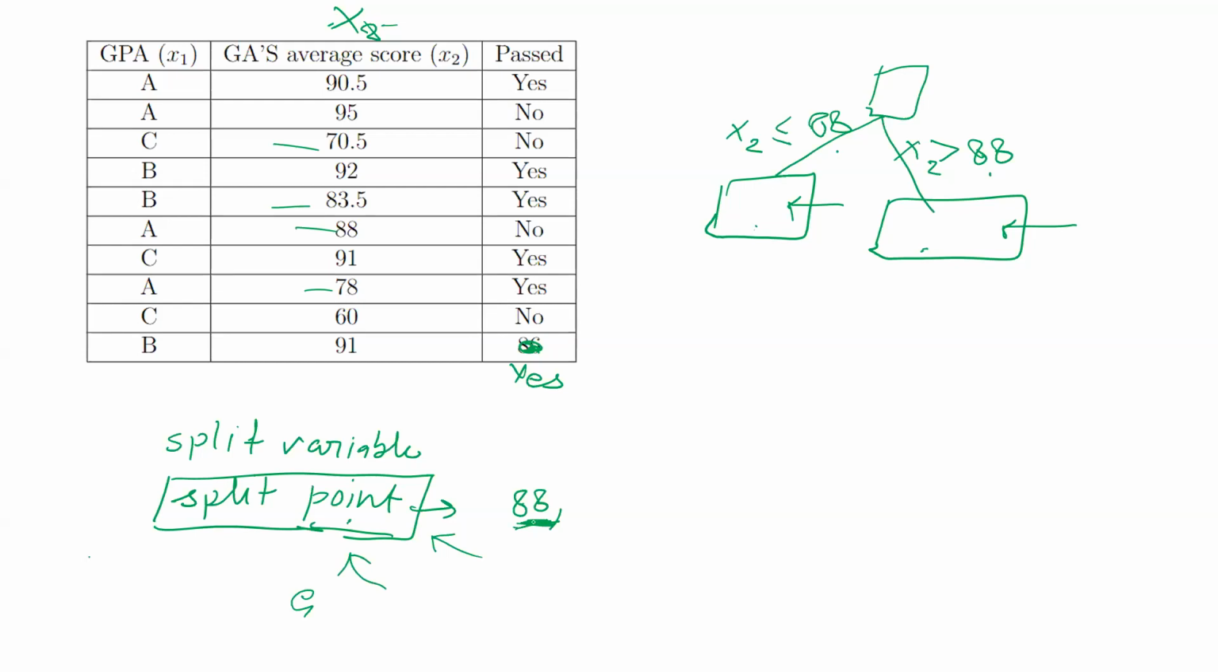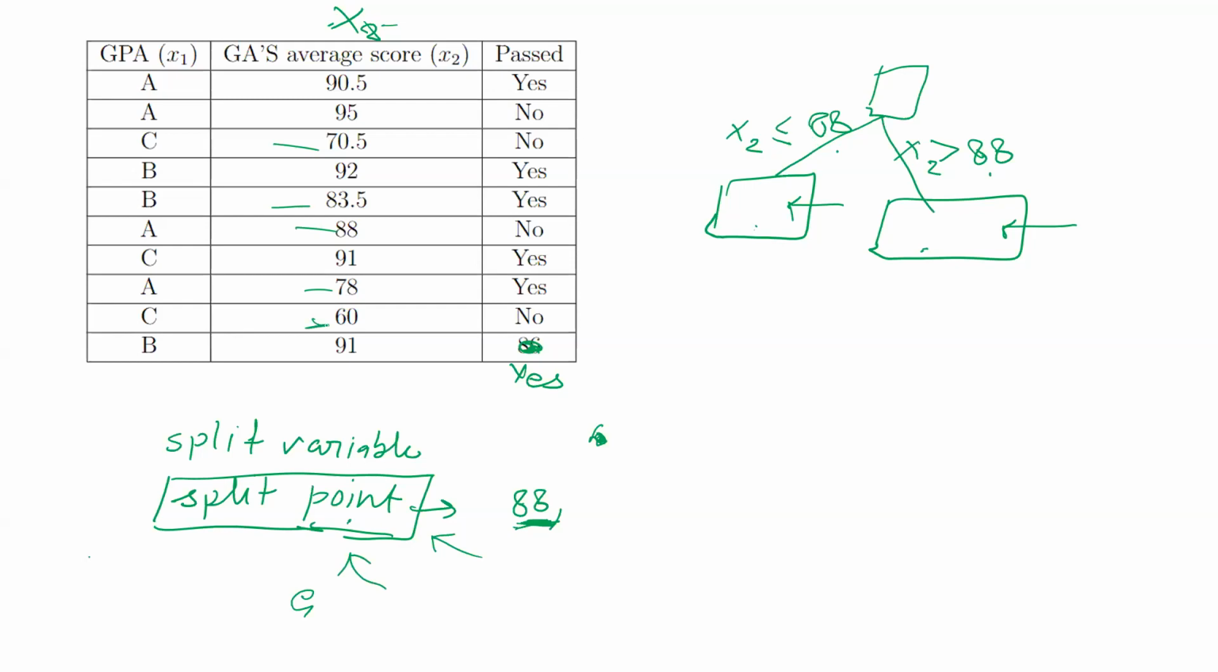And why are we splitting into two branches here? Why not three? For numerical features, the split is always binary. The equal to is generally taken with the less than, on the left node, but it's your choice. I mean, less than or equal to 88. So these three or four examples belong here.